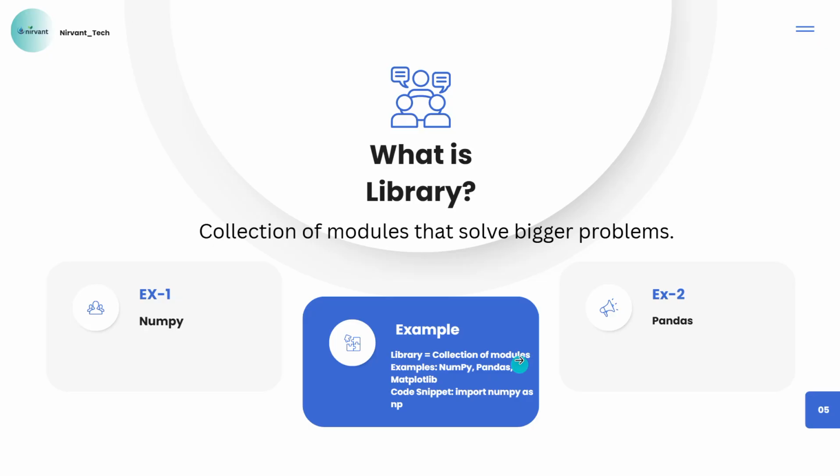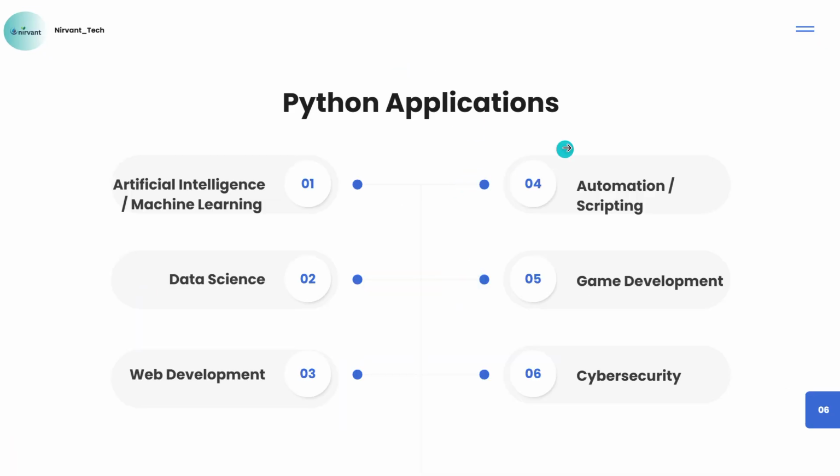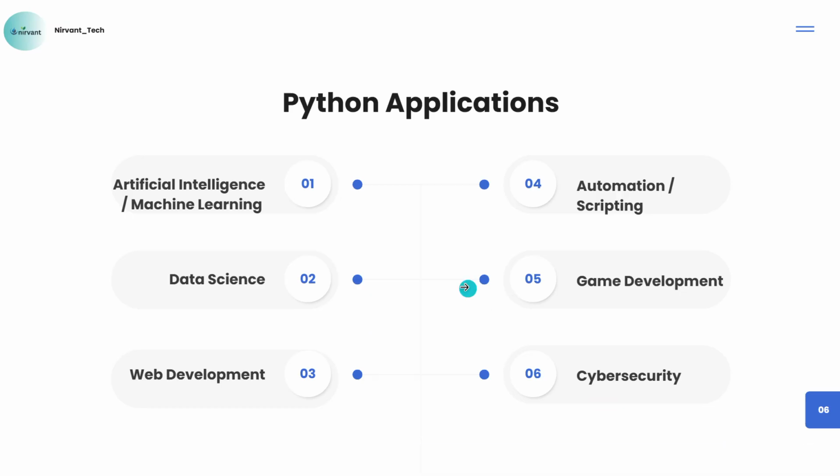The next slide is Python applications. It is an important thing. What are the applications of Python? First of all, artificial intelligence and machine learning. Second is data science. Third is web development. Fourth is automation scripting. Fifth, game development and cyber security. These are the applications of Python.